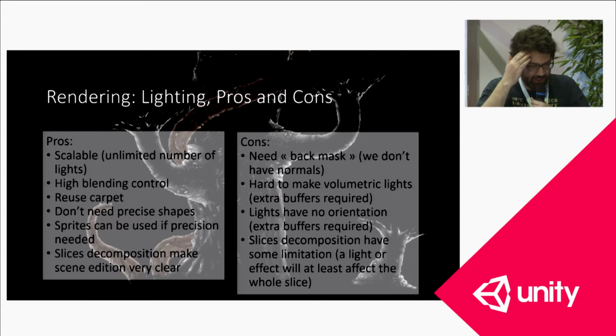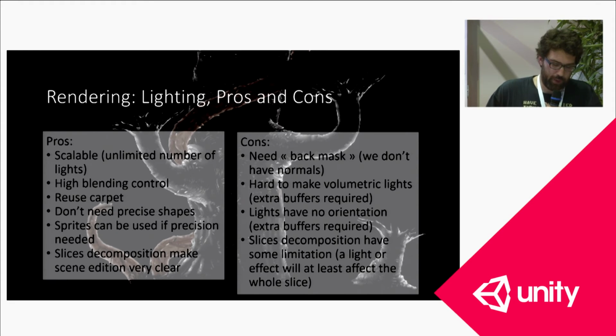The cons are that we need an extra buffer, the back mask buffer, for example, because we don't have normals in our geometry. But it's nice because designing normals in maps is not fun stuff for graphists. And the other con is that it's hard to make volumetric lighting. Here it's very flat, but it works because our art is very compatible with this approach.